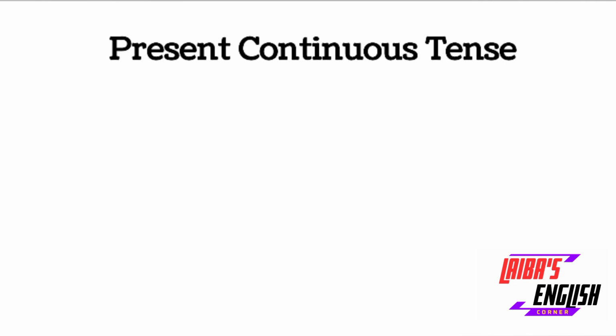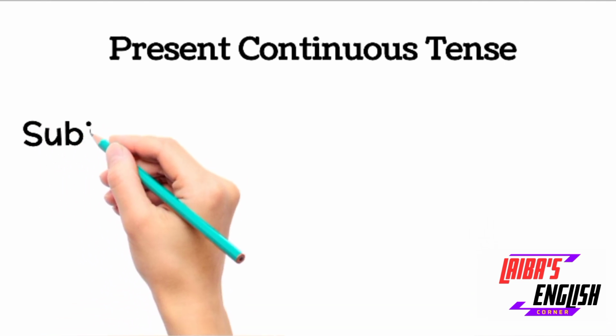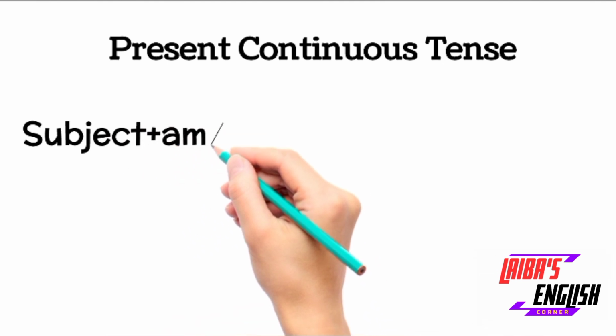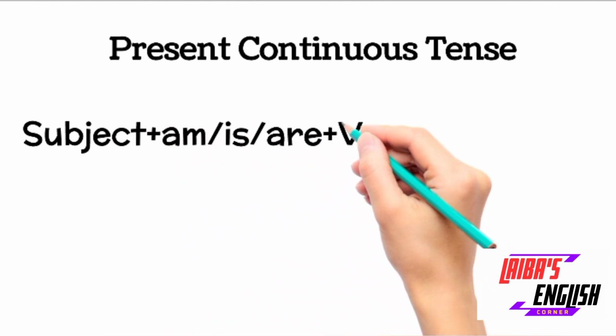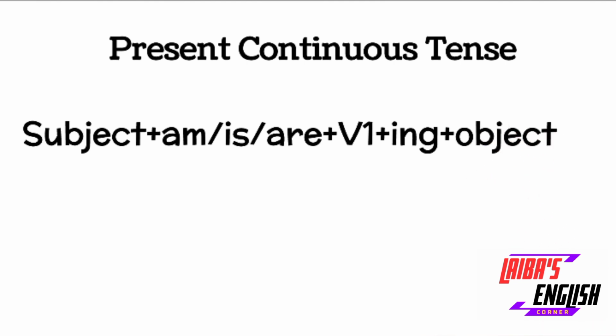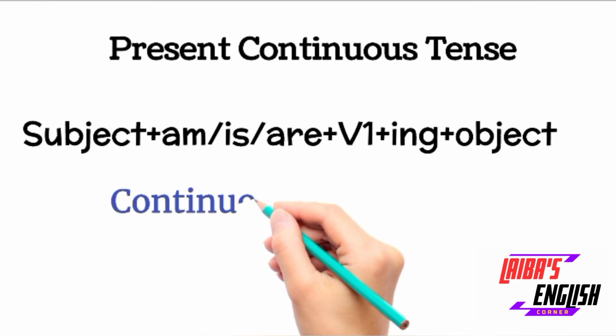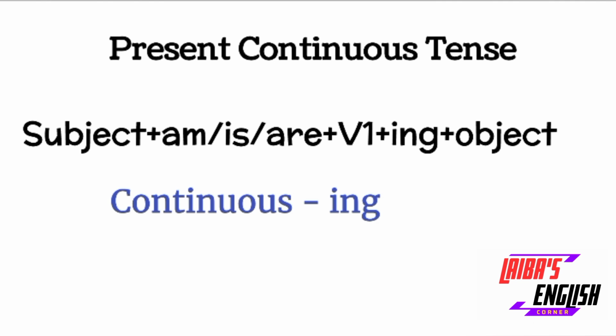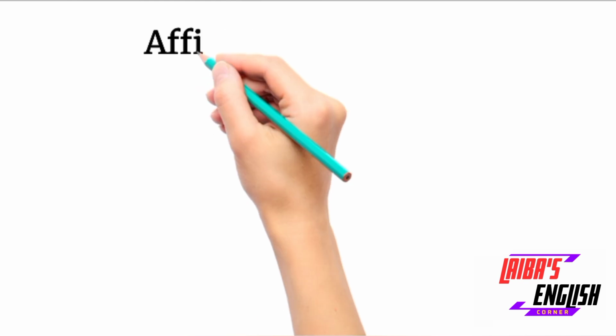Tenses are one of the most difficult and interesting things, but in this series we will make tenses very easy. So we will start with the structure of present continuous tense. The structure is subject plus helping verb, which is am, is, are, plus first form of verb plus ing, plus an object. Remember that whenever you have a continuous tense, whether it is present, past or future, you must have verb first form plus ing. This is the rule of a continuous tense.